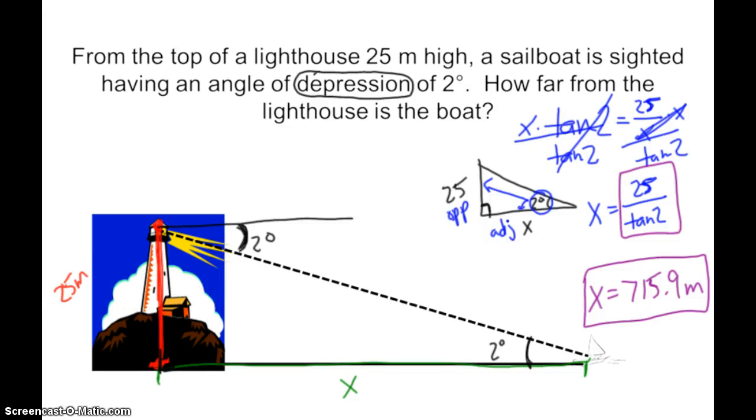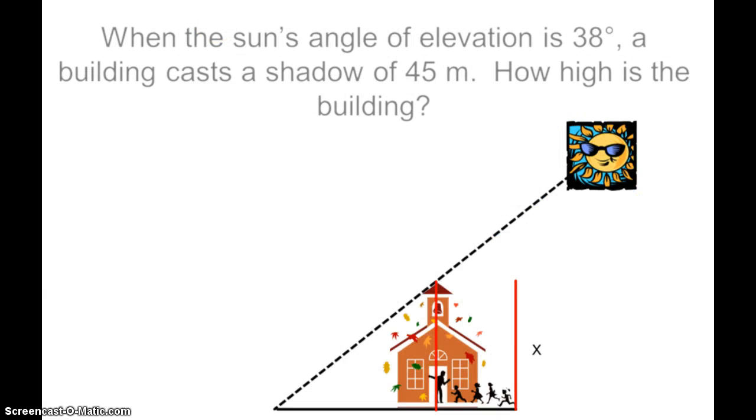Let's look at our next example. Next example is this one. When the sun's angle of elevation is 38 degrees, a building casts a shadow of 45 meters. How high is the building?